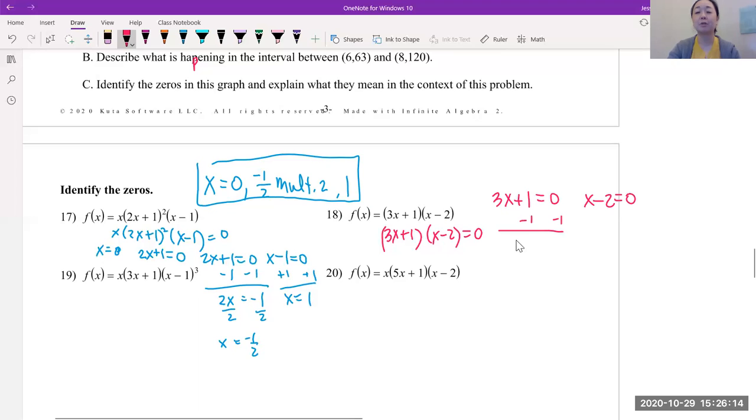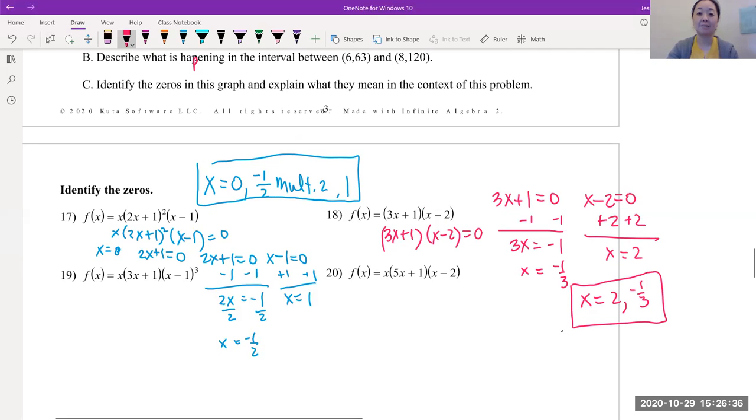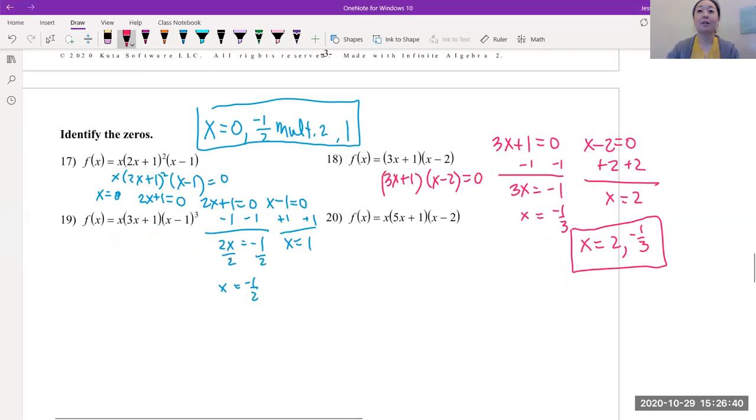So subtract 1 on both sides. We've got 3x is equal to -1, right? Divide both sides by 3. We got x is equal to -1/3. All right, same thing with this one. We're going to add 2 to both sides, and it's going to be x is equal to 2. So my answer is x equal to 2, -1/3, or -1/3, 2. It does not matter. That's it. All right. We're going to keep on going.